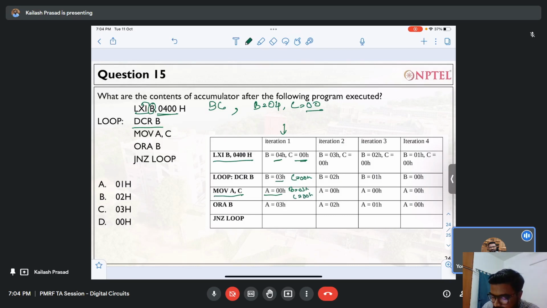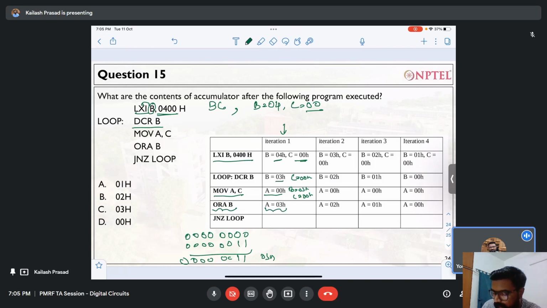And then you are ORing A to B. A is 00, and you are ORing A to B, so 0 0 0 0 with 0 0 0 0, and then 0 0 0 0 0 0 1 1, which is 03H. So the answer will be 0 0 1 1 0 0 0 0 in the upper and lower nibbles, which is nothing but 03H. So the value of A will become 03H, and B and C will remain the same.